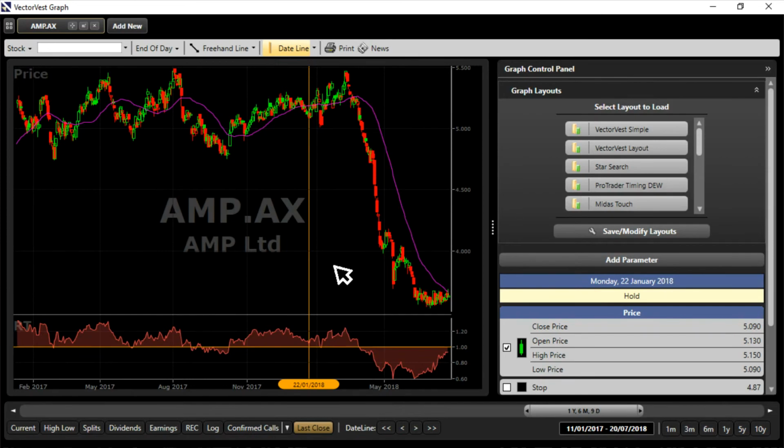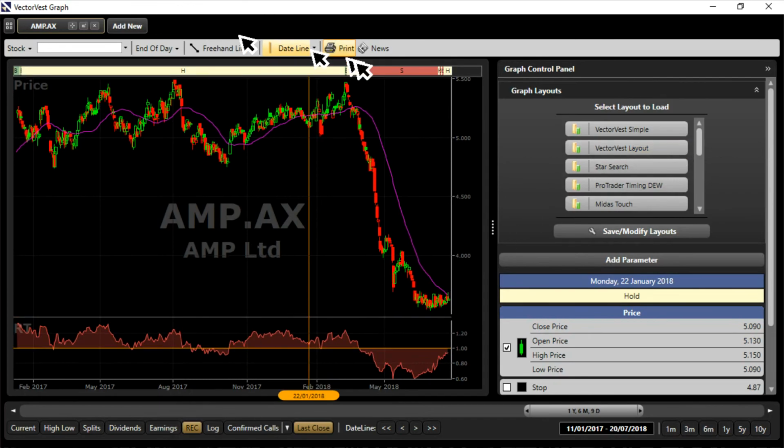So I've loaded up on graph layouts the VectorVest layout, and I just want you to click on rec, the buy, hold, sell rating. I'll show you what the buy, hold, sell means shortly. Buy, hold, sell rating, what are we looking for here?